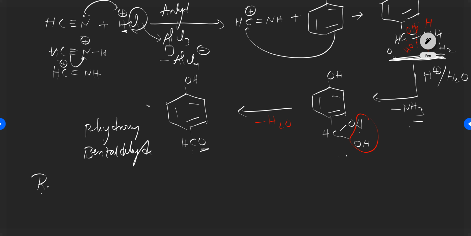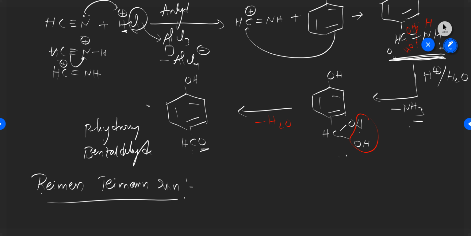Reimer-Tiemann reaction. Here phenols are going to react with chloroform in the presence of base. It forms ortho benzaldehydes. Ortho position products are going to be formed. Para position is major, but this one is going to take place at ortho.